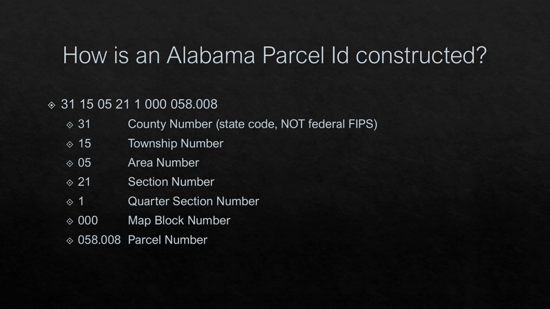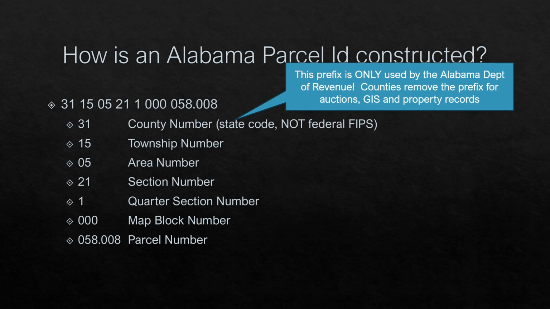But let's talk about why it's not simple. That county number, the state code that's issued for the county, is only really used by the state. The only time you're going to see it is the Alabama Department of Revenue. If you're dealing with the county or other places like that, don't worry about that prefix. And I just thought of one exception: land banks actually do typically include it. The Birmingham Land Bank does.